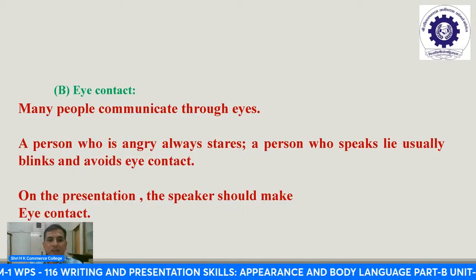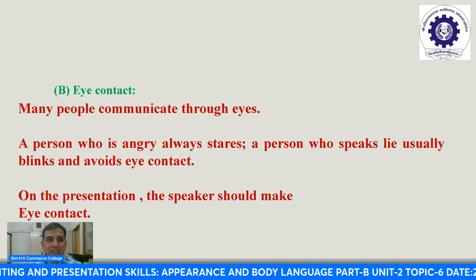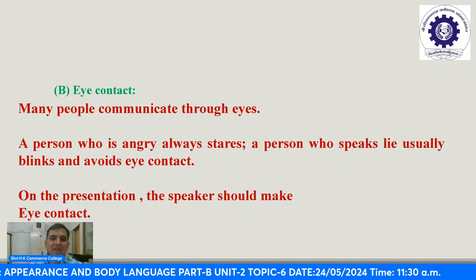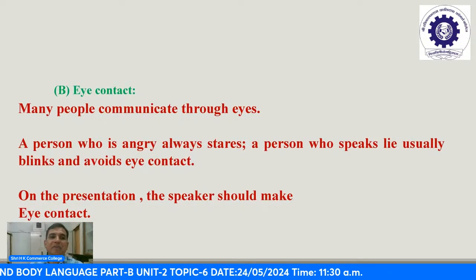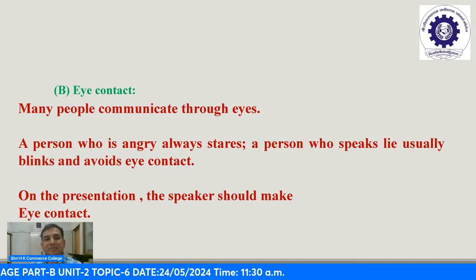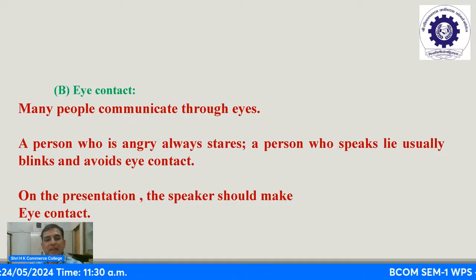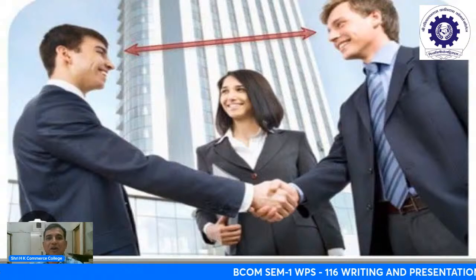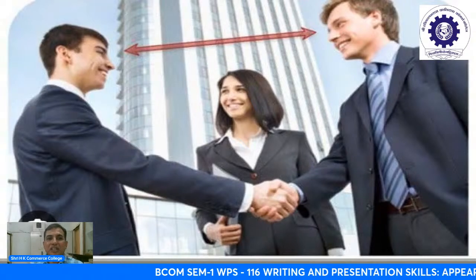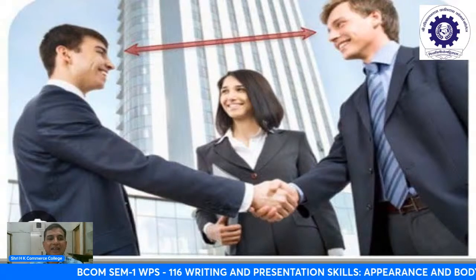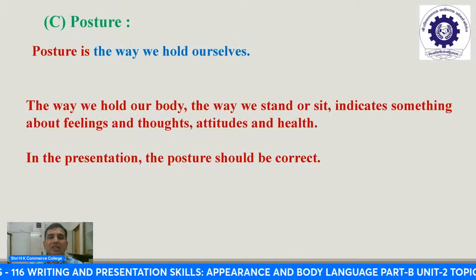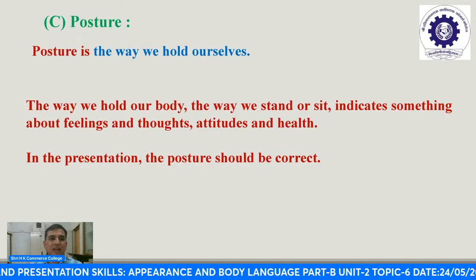Many people communicate through eyes. I showed some PPT. A person who is angry always stares. A person who speaks a lie usually blinks and avoids eye contact. While giving the presentation, the speaker should make eye contact. I had given some examples too. This is an example of eye contact. The person is shaking hands. He's talking to someone. So he is a confident person. When you give the presentation with eye contact, it becomes wonderful.